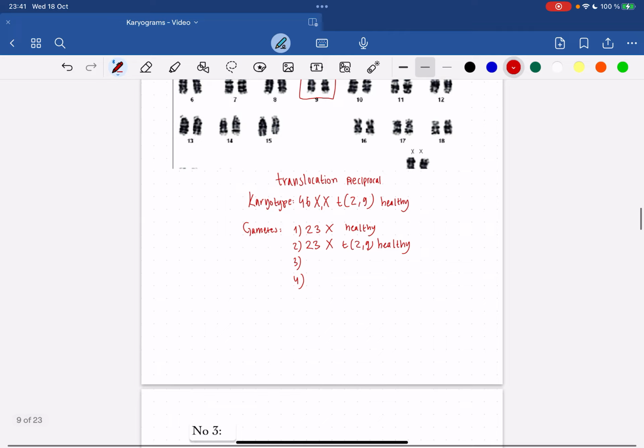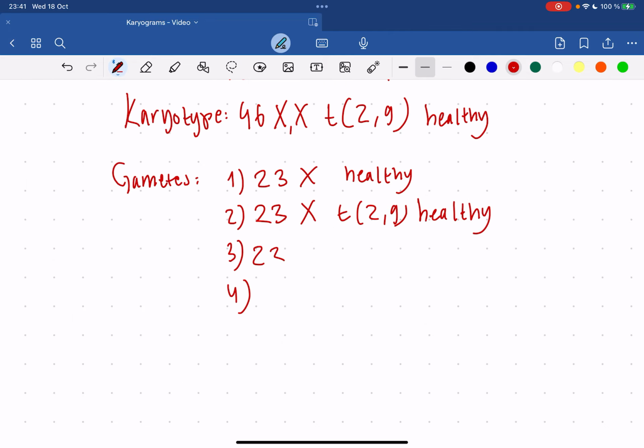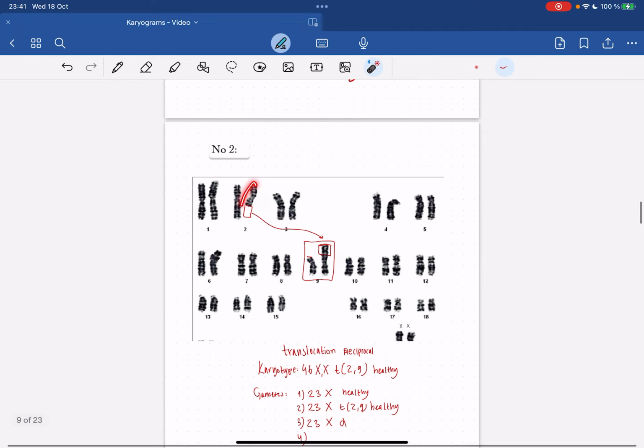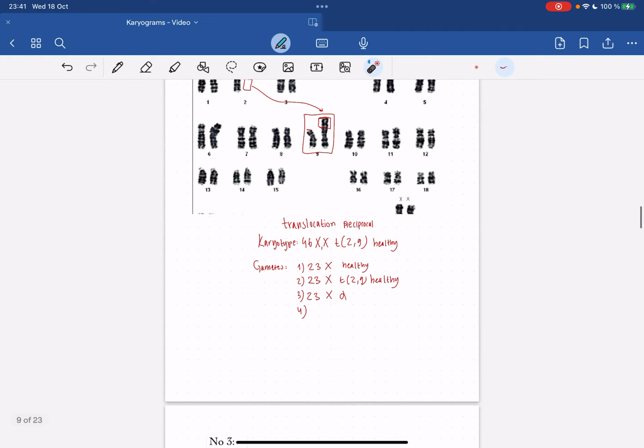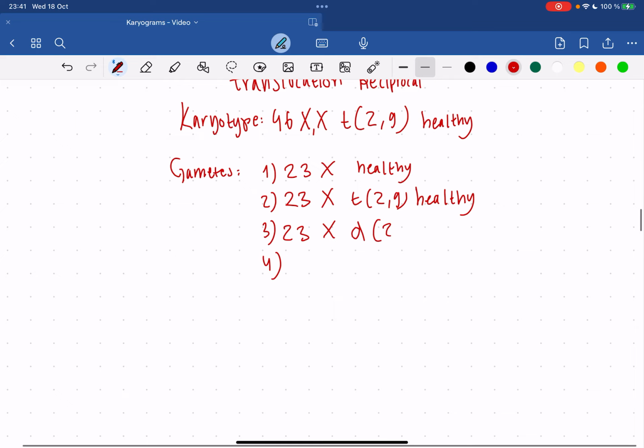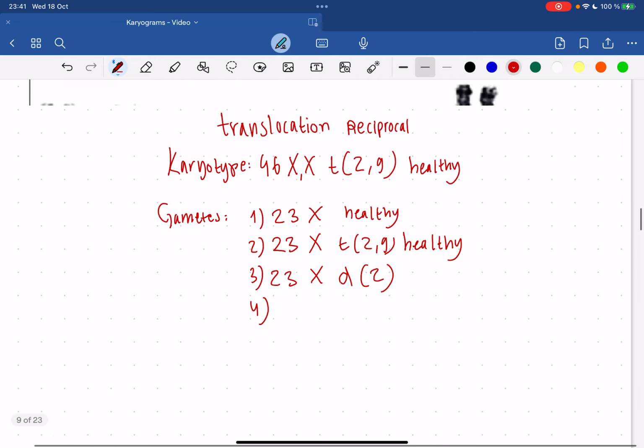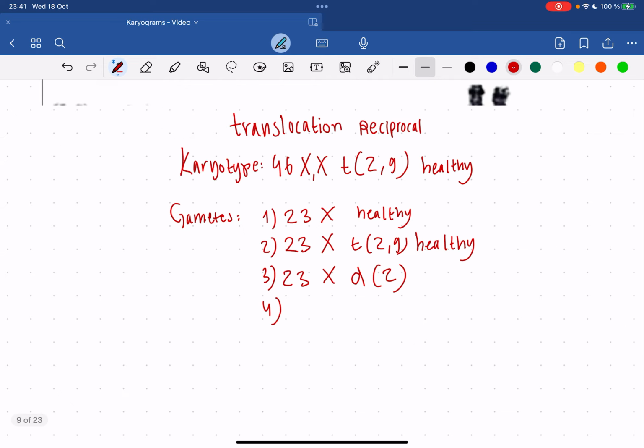So in our case here, we would write 23X deletion, and it would be a deletion in number 2, right? Number 2. Would this be healthy or unhealthy? This will, of course, be unhealthy. Why? Because we're losing genetic information.